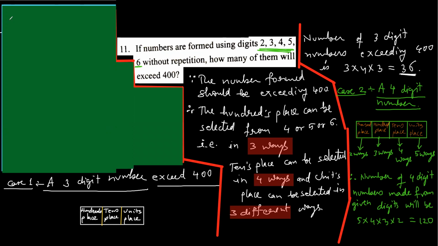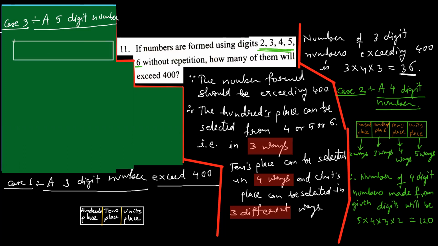See, I write case 3. What do I write? A 5-digit number. Okay. So students, how is a 5-digit number formed? You all know a 5-digit number will be, okay, like this. What do you have there?